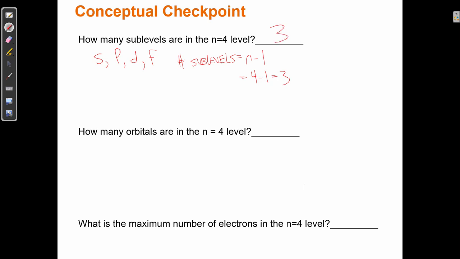Which sublevels do I have in level 4? 4s, 4p, and 4d.